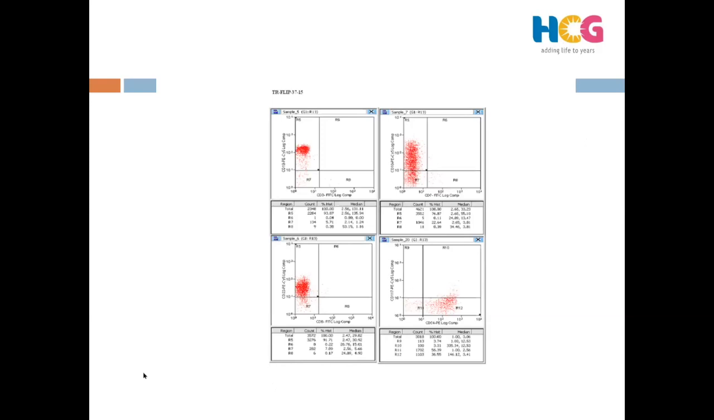So if you see the blast, generally you know that it's a blast population because, as Dr. Intezar mentioned also, you get a dim CD45 expression and they're low on the side scatter.